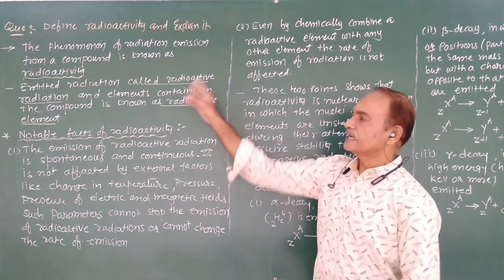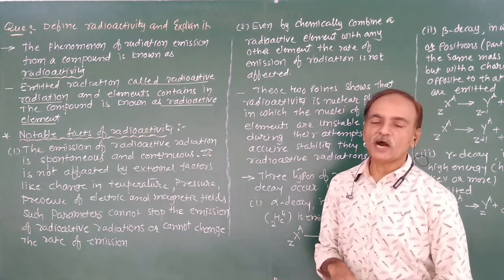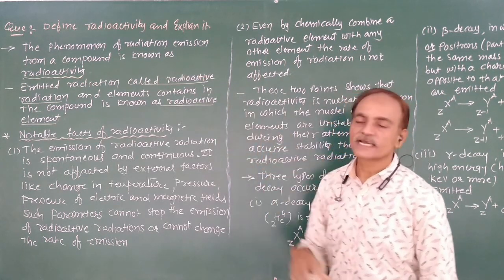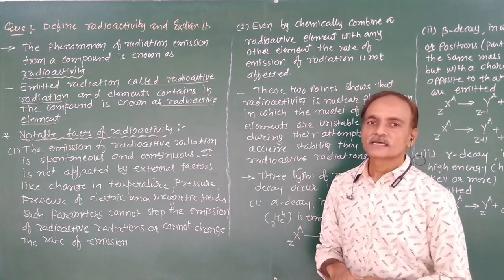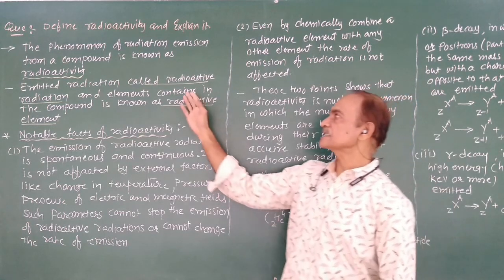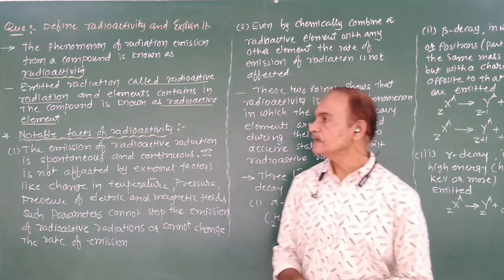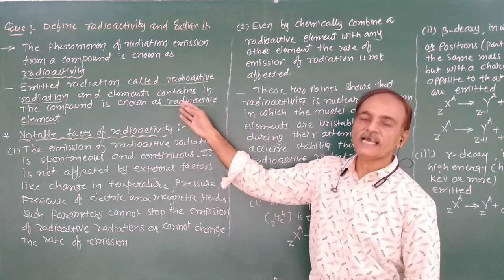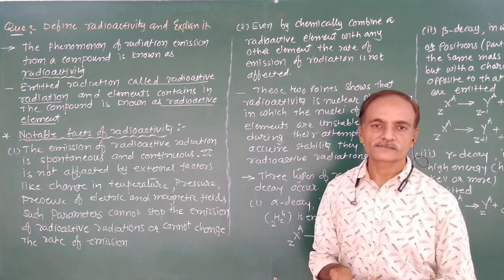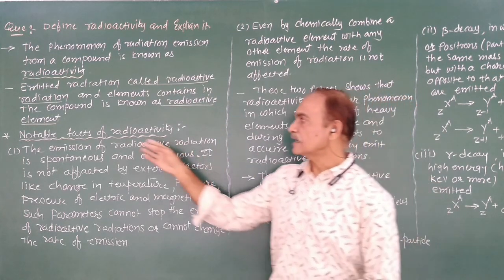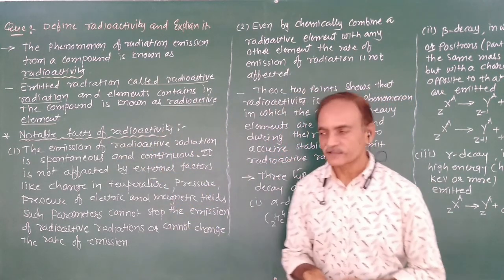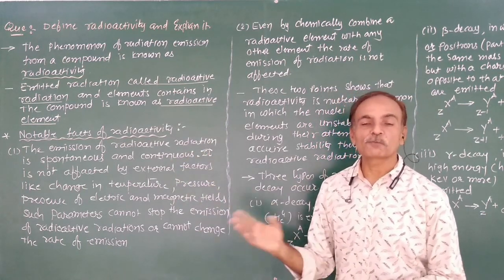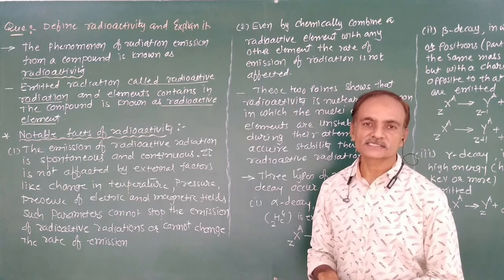Again, what is radioactivity? The phenomenon of radiation emission from a compound is known as radioactivity. The emitted radiation is known as the radioactive radiation, and the element contained in the compound is known as the radioactive element. After that, the important points of radioactivity. The emission of radioactive radiation is spontaneous and continuous.